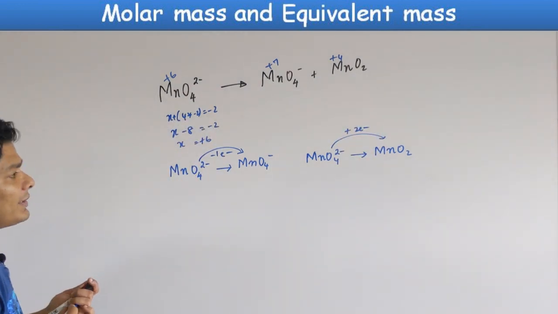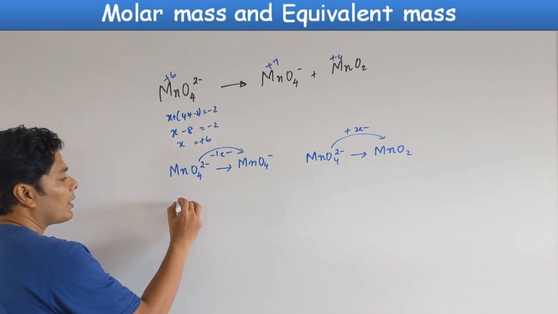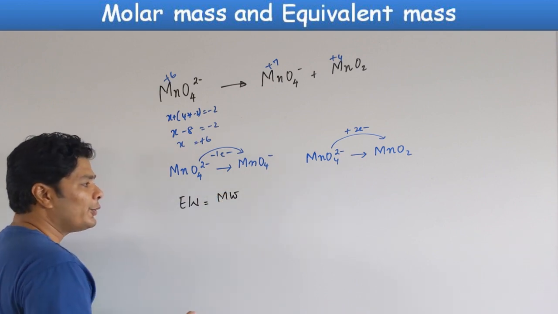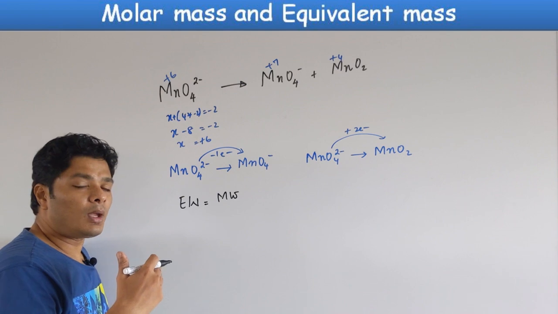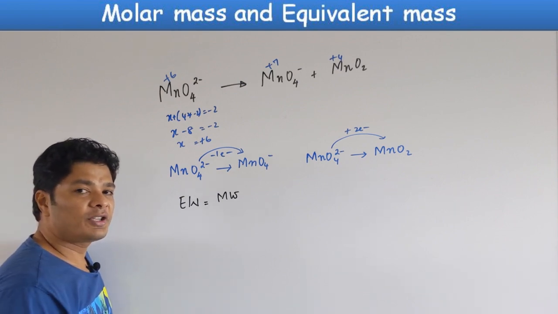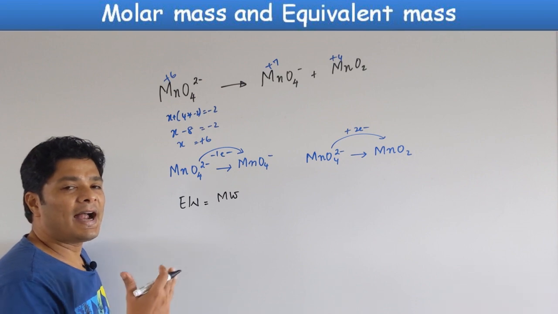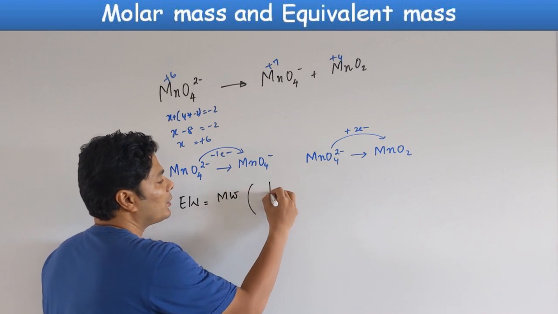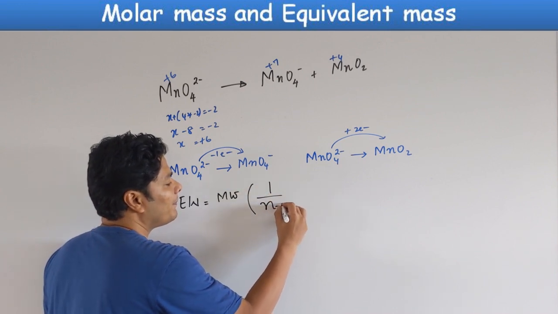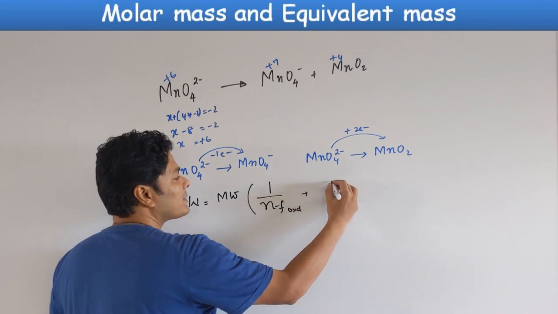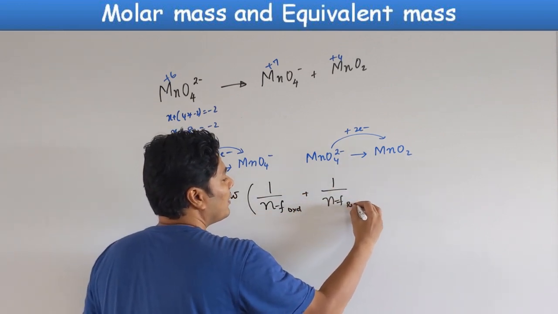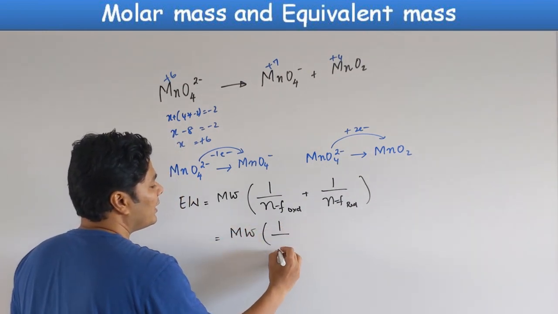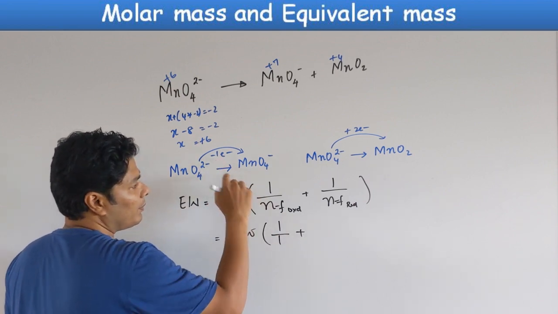So when you have something like this, how do you calculate the equivalent weight? Equivalent weight equals molecular weight. We normally do n factor if there are 2 species undergoing reduction or 2 species undergoing oxidation. The n factor is simple, add the total electrons together. But here one is getting oxidized, one is getting reduced. So what you want to do is 1 divided by the n factor of oxidation plus 1 divided by the n factor of reduction.